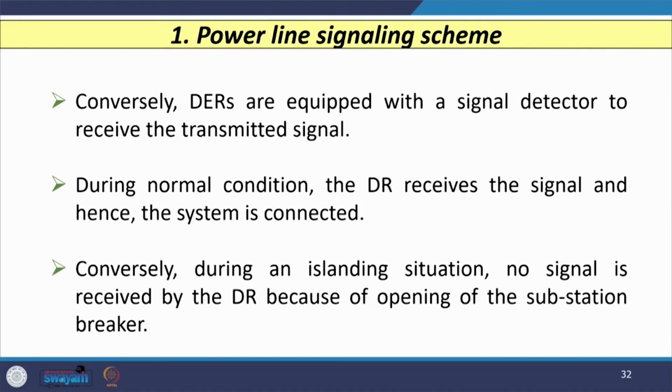Conversely, distributed energy resources are equipped with a signal detector to receive the transmitted signal. During normal condition, when there is no island, distributed energy resources receive the signal and hence the system is connected, whereas during islanding situation, no signal is received by the distributed energy resources or distributed generators because of opening of the substation breaker. So, this is how they are going to discriminate islanding situation from several non-islanding events.